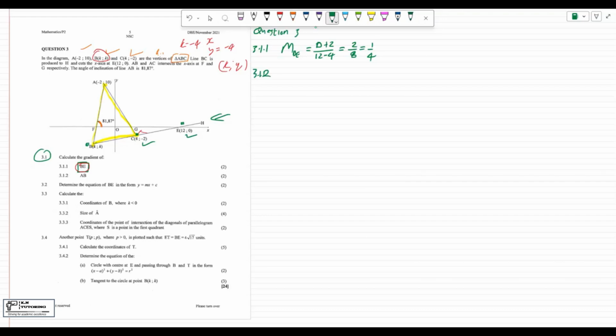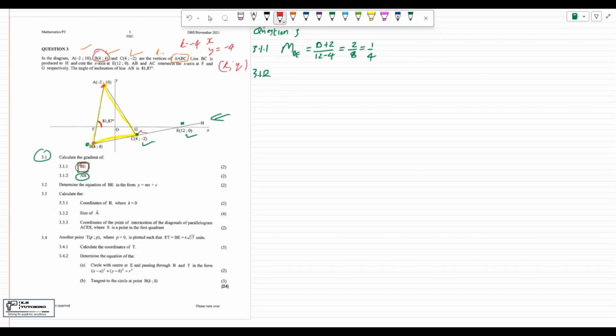3.1.2, calculate the gradient of AB. So let's see the gradient of AB, that is A and that is B. Now I've got a problem. How do I calculate the gradient? Because I don't have the coordinates of B, which is (k; k), right?